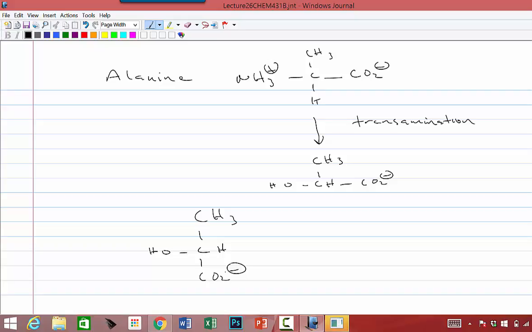So alanine can be converted into this, and this can be used by the liver in order to make glucose. Someone said it. I think they said lactate. Yes, this is lactate. Come on, guys, this is lactate.